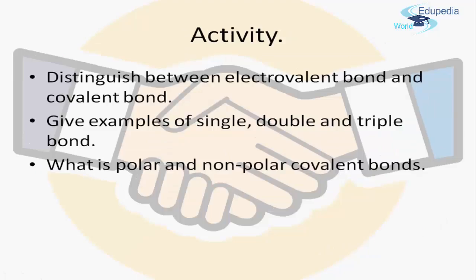So friends, here I end the session, both the sessions. I hope you have understood the whole session. Now it's your time to do an activity. I have given three simple questions. First, distinguish between electrovalent bonds and covalent bonds. Second, give examples of single, double, and triple bonds. Third, what are polar and non-polar covalent bonds?